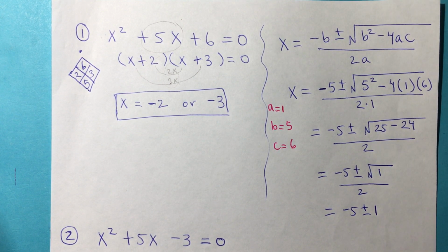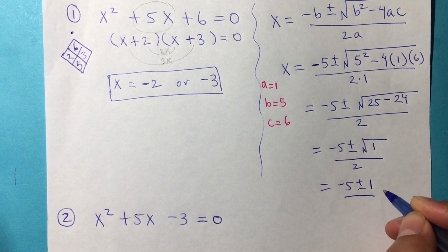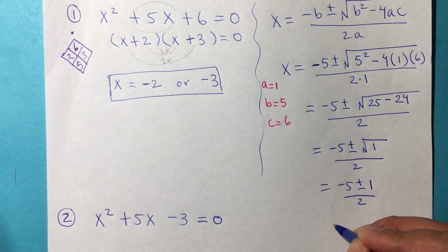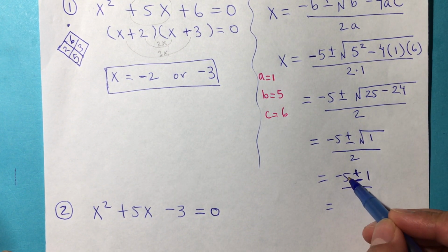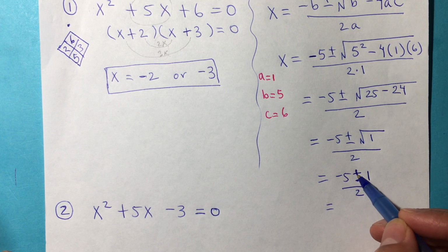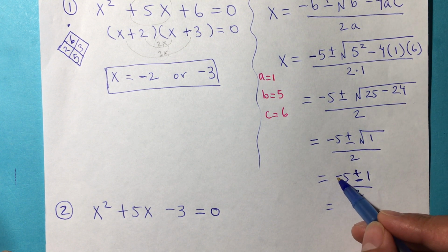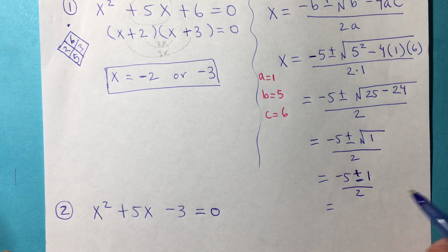Some people just leave it like that, but we can get the square root of 1. Why? Because 1 times 1 is 1. Divided by 2. When we have plus minus, it means that first you have negative 5 plus 1, and whatever you get divided by 2. Then we have negative 5 minus 1, and whatever you get, divide that by 2.